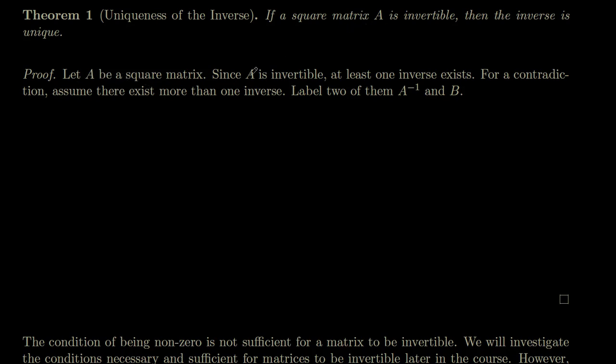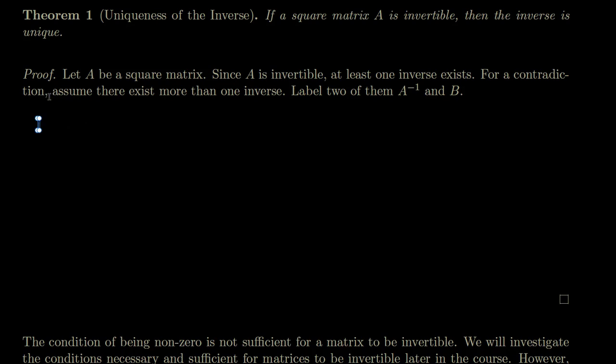So if A is a square matrix, sorry, if it is a square matrix and it is invertible, so let's assume there's more than one inverse, and so label them as A inverse, B. We didn't really need to do it by contradiction. So let's take a look at what happens.